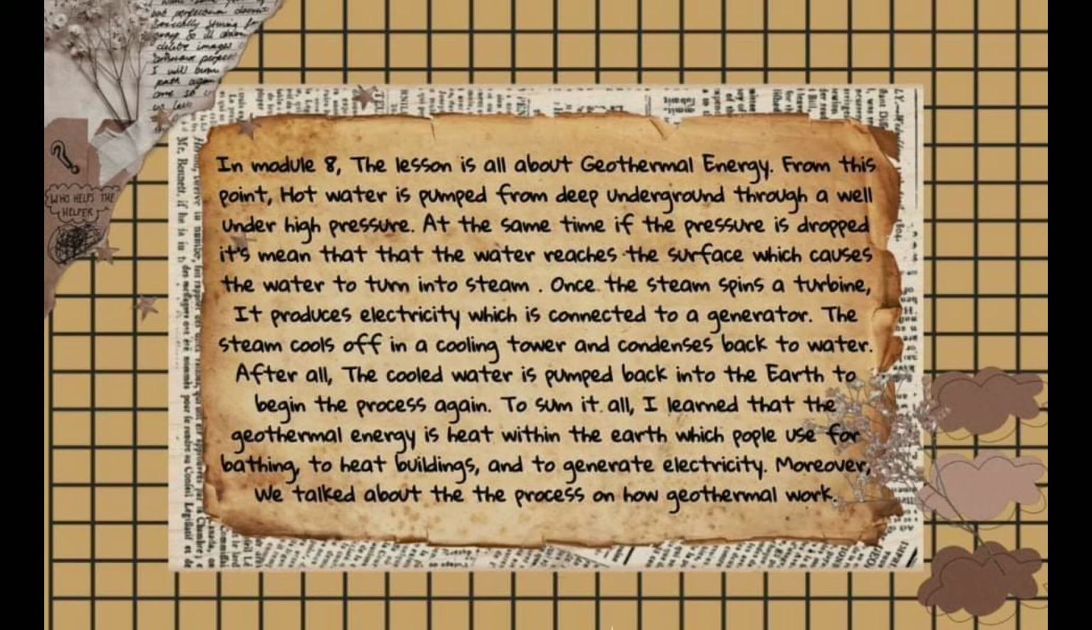In Module 8, the lesson is all about geothermal energy. Hot water is pumped from deep underground through a well under high pressure. When the pressure is dropped as the water reaches the surface, it causes the water to turn into steam. The steam spins a turbine, which is connected to a generator and produces electricity. The steam cools off in a cooling tower and condenses back to water. After all, the cooled water is pumped back into the earth to begin the process again.